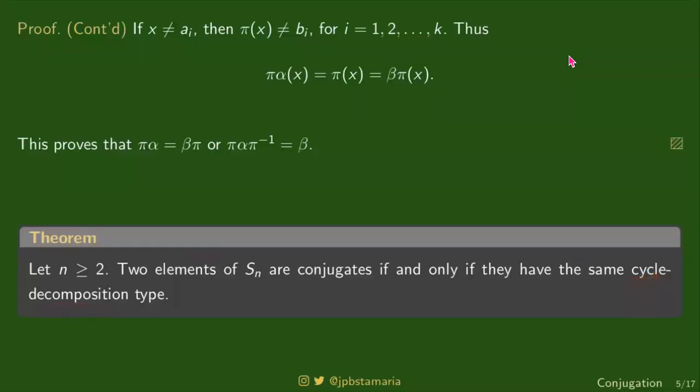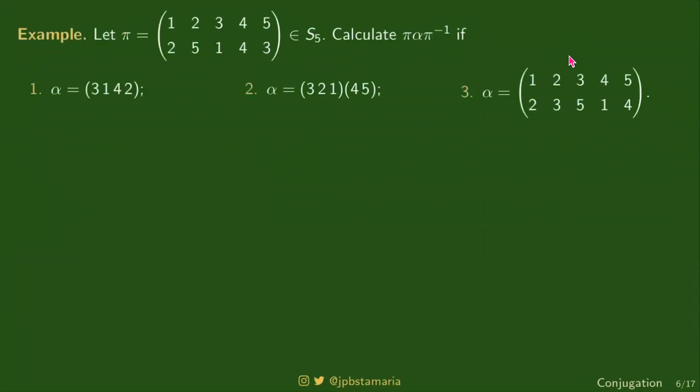Kapag meron kang permutation, when you look at the cycle decomposition, if they have the same type, ibig sabihin, kapag masusulat siya in terms of a 3 cycle times another 4 cycle, dapat kung conjugate sila, ganun din yung kanyang cycle decomposition. Maaaring iba yung elements but dapat ganun din yung type. For example, ang isang 3 cycle hindi pwedeng maging conjugate sa isang 2 cycle. Meron nga ako ditong example.